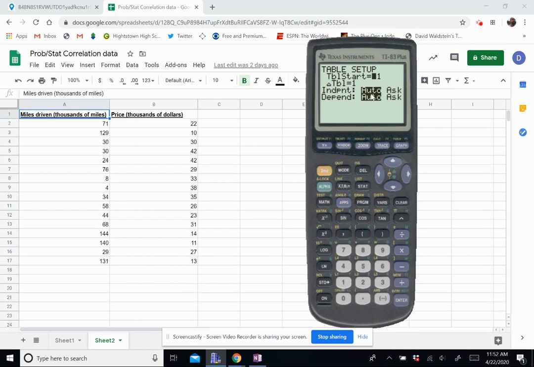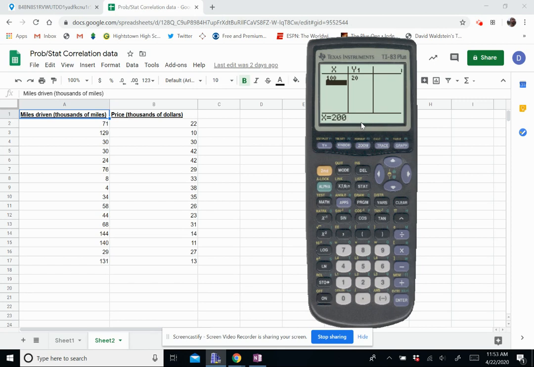But even easier for a situation like this, if we go for independent, ask, what this is going to do is I can put in any value for x, and it's going to get me the value for y. So what this is saying is if I plug in 100 into x, meaning if we drive 100,000 miles, then our car price is going to be 20,000 bucks. And I can put in any number here, and it's going to give me an output. It's a pretty neat function in your calculator.